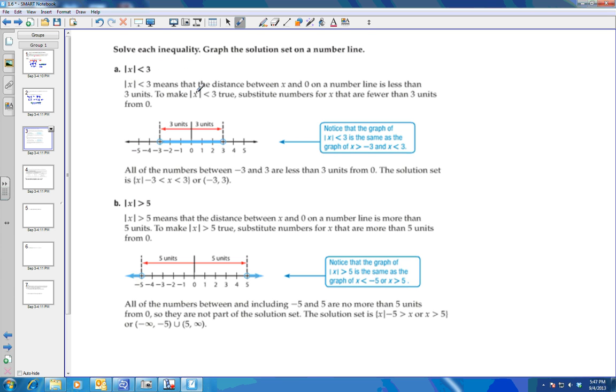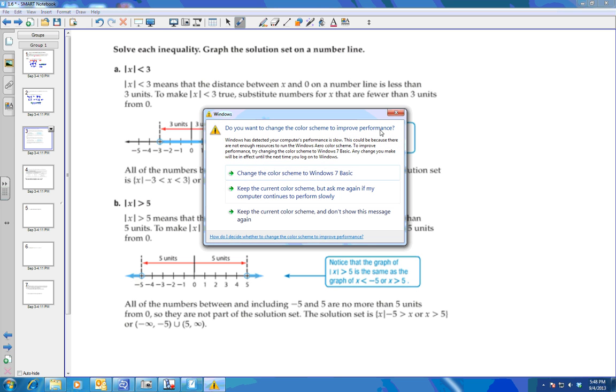So to make the absolute value of x is less than 3 true, I want all the numbers on the number line that are less than 3 units away from 0. So do you see that these would be those points? The distance from 0, I'm going to go up to 3, but not including 3, and this way to 3. So the distance away from 0 is less than 3. Okay, so all the numbers between -3 and 3 are less than 3 units from 0. So the solution set is, and then they wrote it out in interval notation.